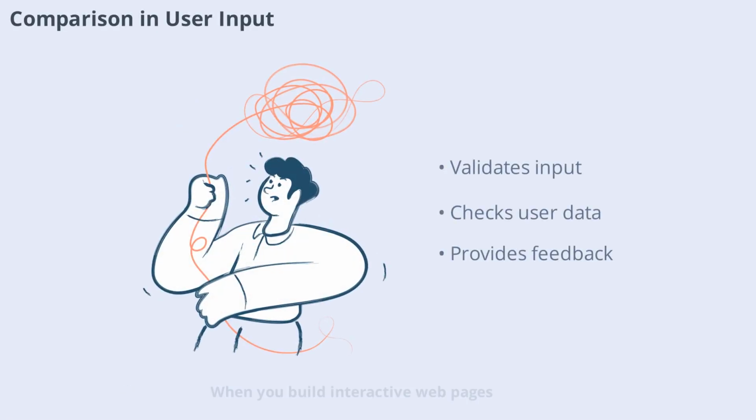When you build interactive web pages, you often need to compare user input with expected values. For example, you might check if a password matches or if a number is within a valid range. Comparison operators make it easy to validate input and provide feedback to users. This is an important part of web development.